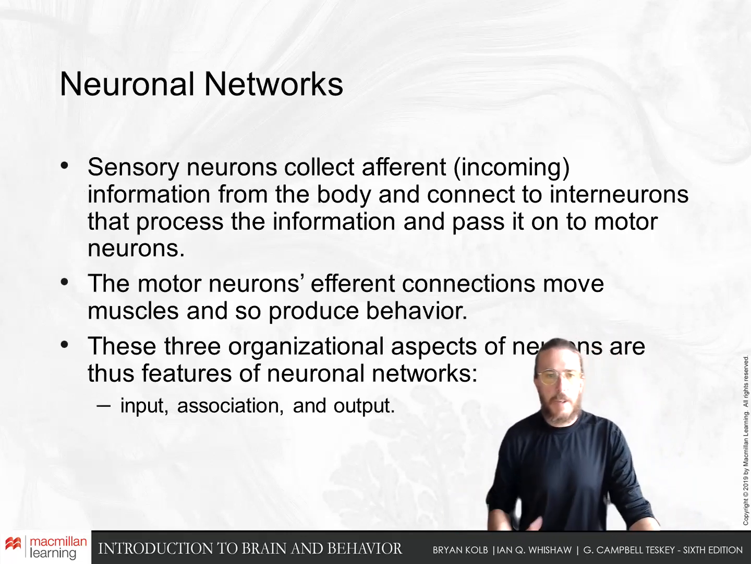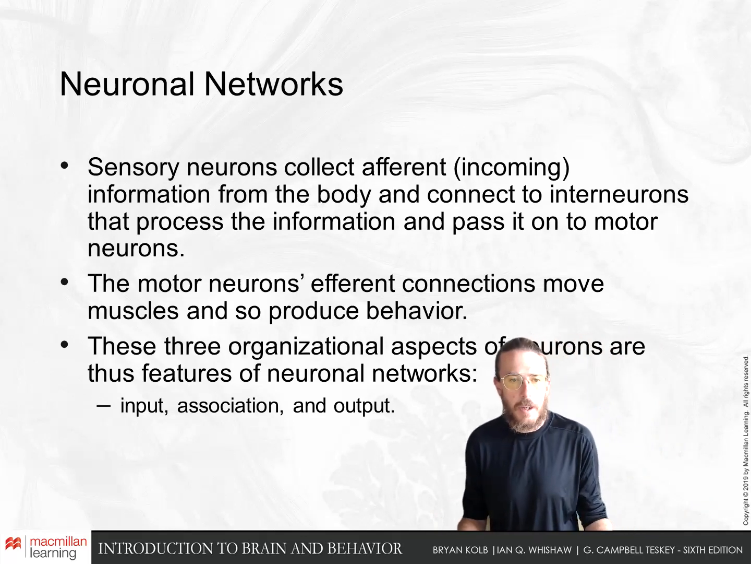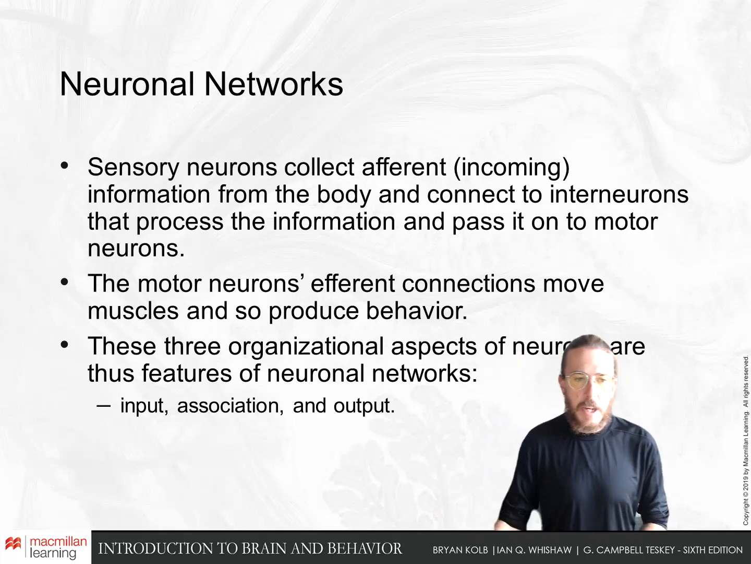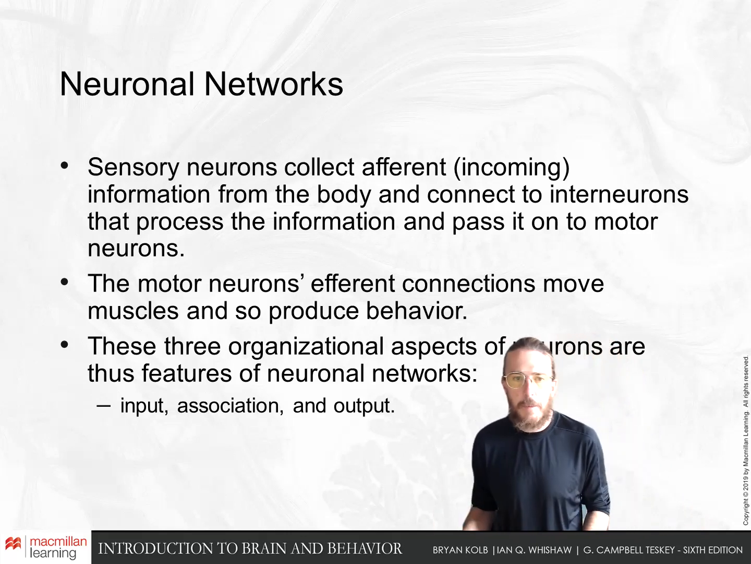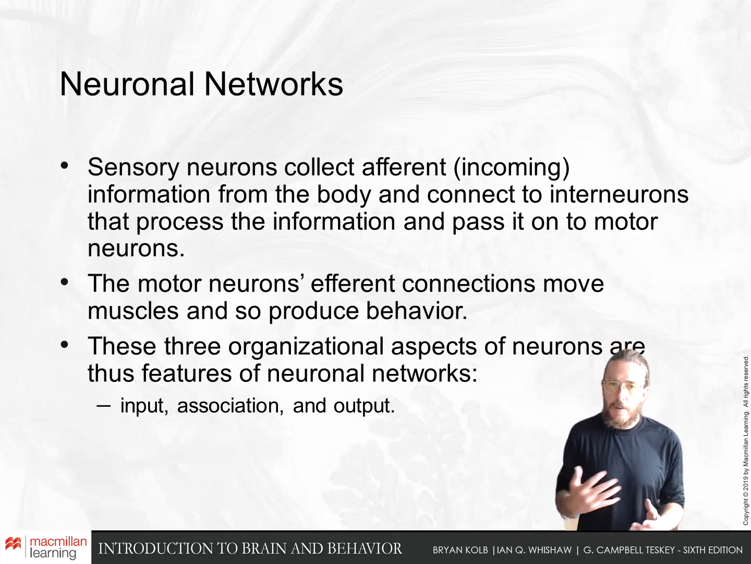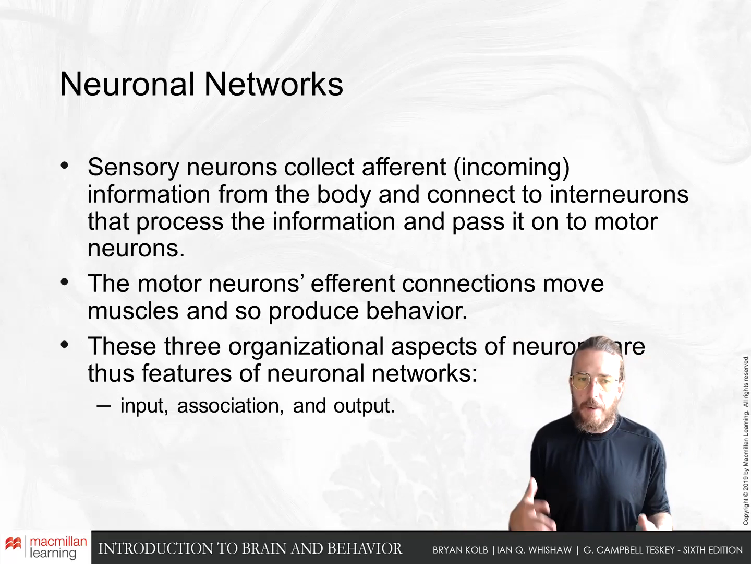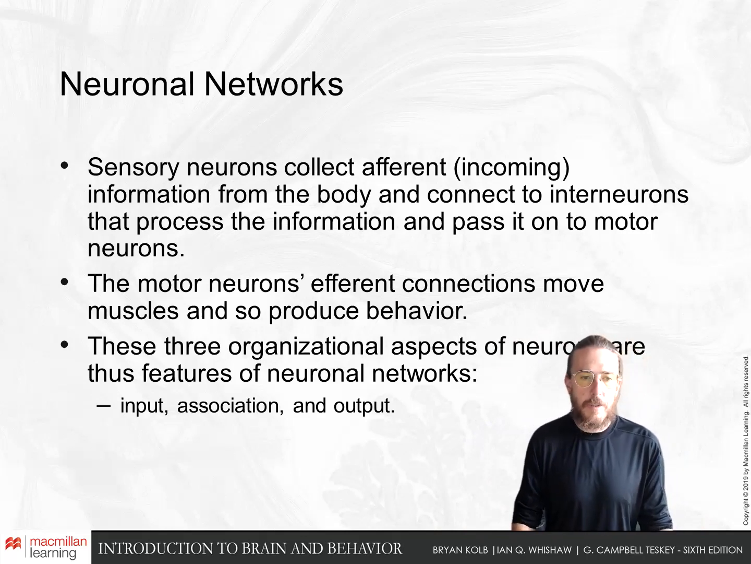So these sensory neurons collect the incoming information from the body, and they connect to interneurons, which process it, and they pass it on to your motor neurons. And these motor neurons move our muscles and produce behavior. So any given neural network, any group of neurons, has an input, associates those inputs together, and creates an output. And even our artificial neural networks, for instance, that look at pictures on the internet and identify who or what is in them, have these same properties.